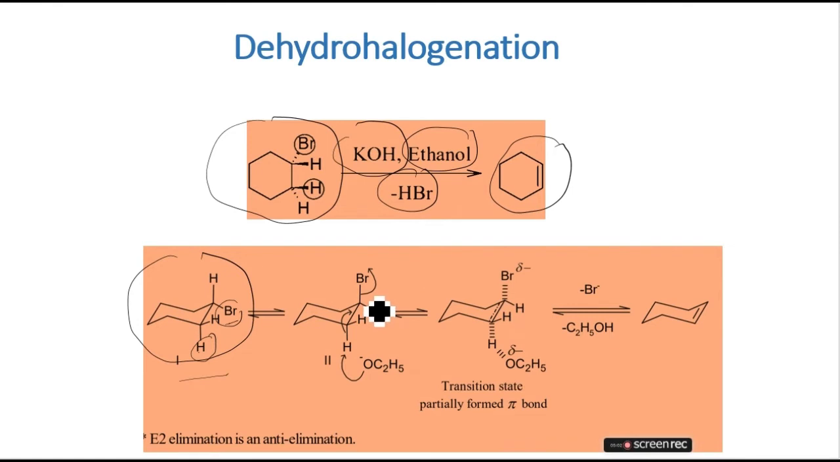The E2 mechanism will generally happen when both are in opposite directions, anti to each other. This bromo is axial, this hydrogen is also axial. These two are anti to each other. So when this structure exists, the E2 elimination will happen. Here this base will abstract this hydrogen and Br negative will leave. In this way this alkene will form by the E2 elimination mechanism.